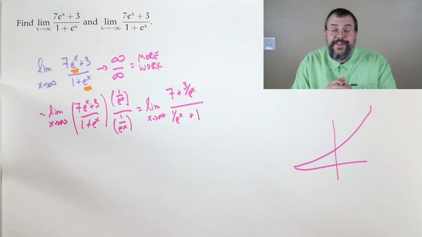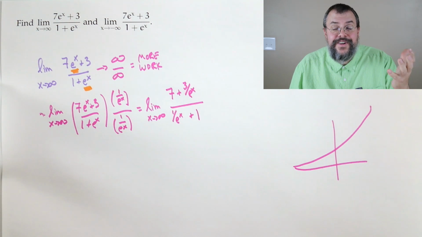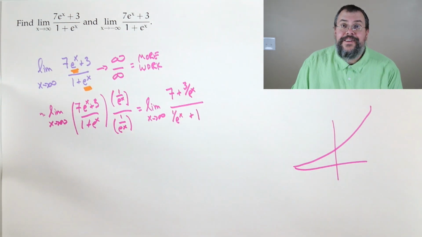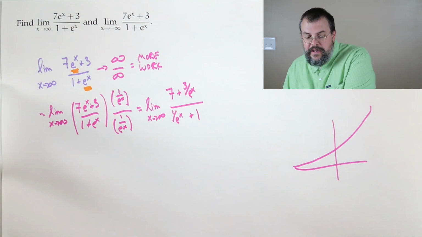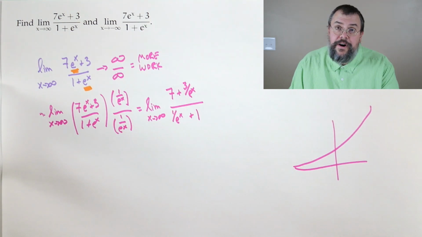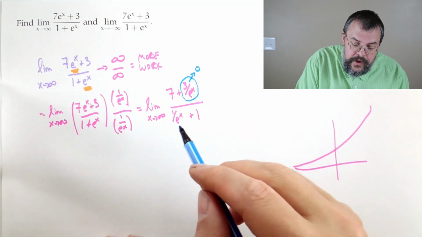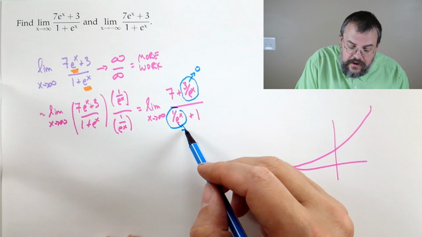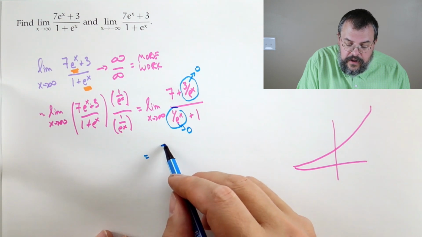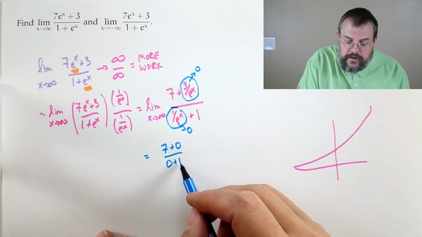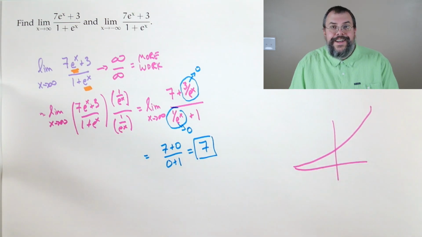Now, what's happening? Well, we still have e to the x's, but the way that they're there is much nicer. You see, we're dividing now by e to the x. So we're dividing by a big number. What does that say? Well, it tells us that these pieces here are going to get small. So 3 over e to the x is going to go towards 0. 1 over e to the x is also going to go towards 0. So now our limit's perfectly fine. We end up with 7 plus 0 over 0 plus 1 as we let x go to infinity, also known as 7. All right, good.